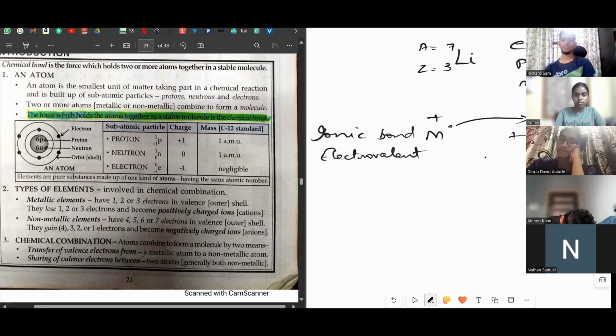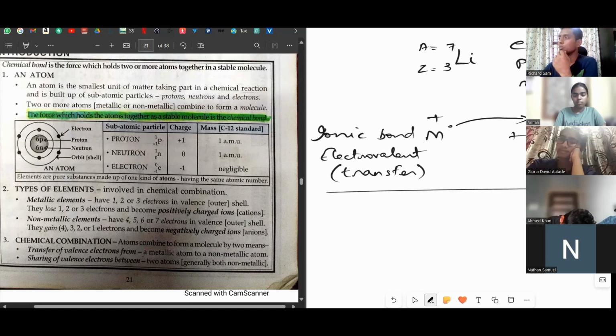Electrovalent and ionic bond is the same thing. It's a bond between a metal and a non-metal. It happens when there is transfer of electrons. Transfer from where to where, Aman? Electrons get transferred from metals to the non-metals, right?